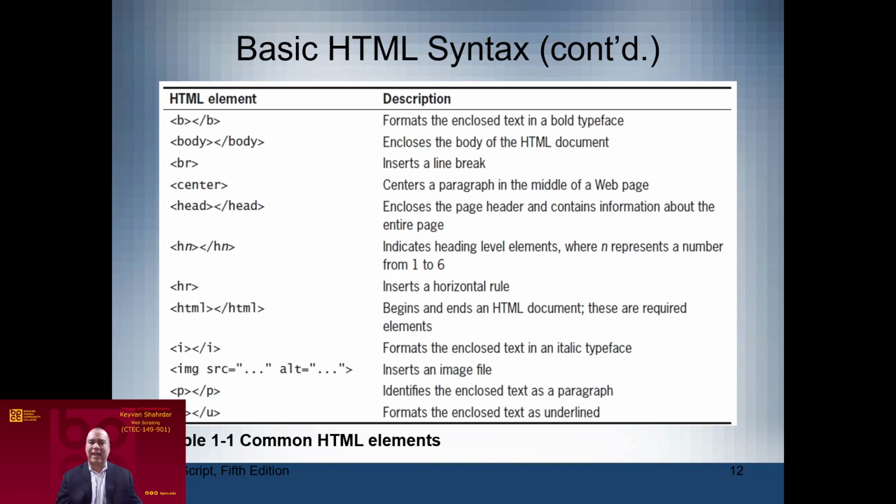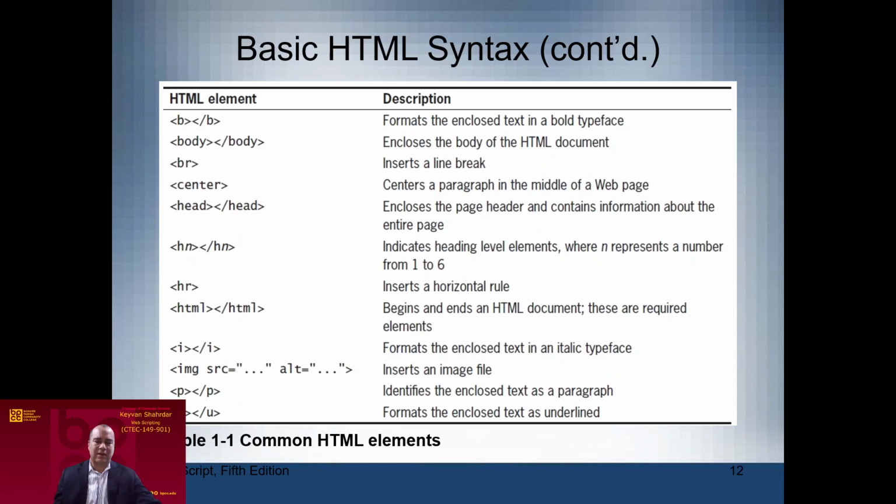And then you have the HN, which is really like H1, H2, H3, all the way to H6, and those are headers. That indicates a header element. And HR is a horizontal rule. So if you ever go to a web page and you see just a line that goes all the way across, that's an HR. And HTML is the beginning and end of the HTML document.